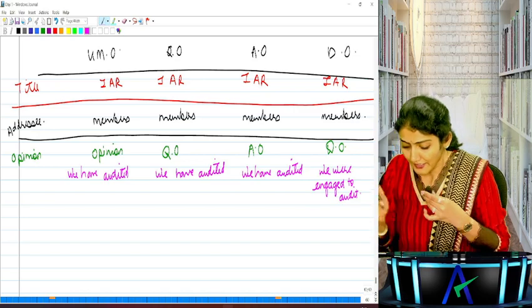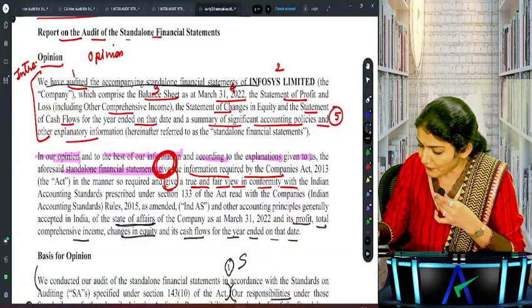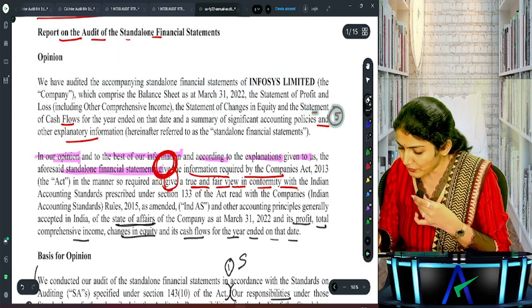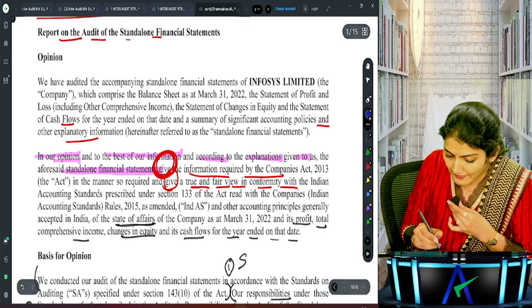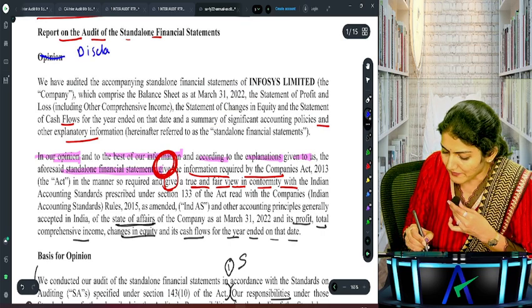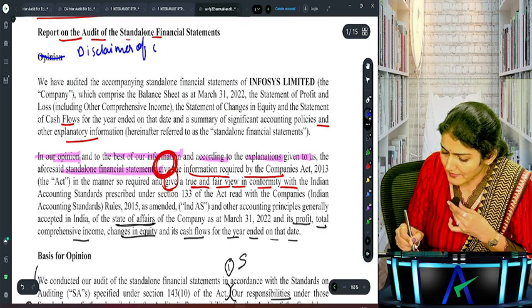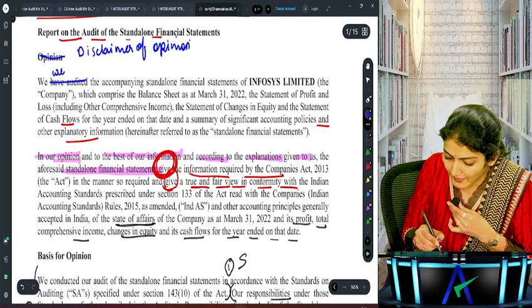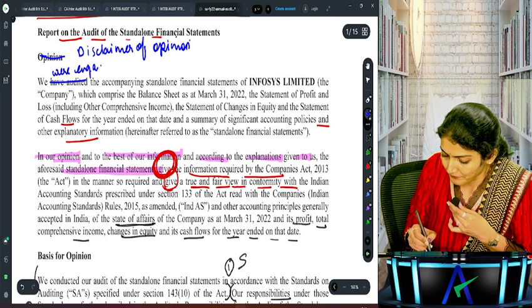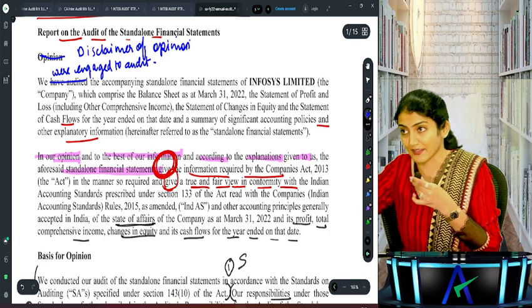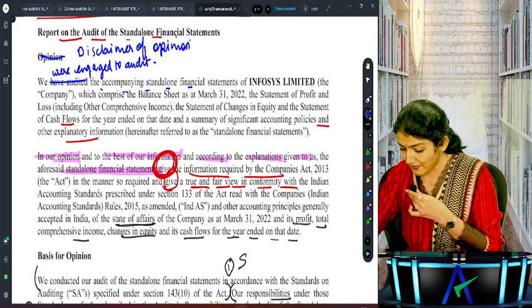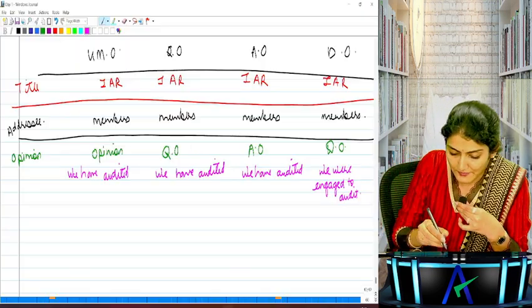So do you understand? Say in case the Infosys report would have been a disclaimer, how would the Infosys report look? Title, addressee, and then instead of the opinion paragraph, what would have been the heading over here? Disclaimer of opinion. And then what would they have written over here? We were engaged to audit. Are you understanding? What changes are to be made to the contents of the audit report is what we are discussing. We were engaged to audit the accompanying financial statements and so on. Then after that, we actually express the opinion.